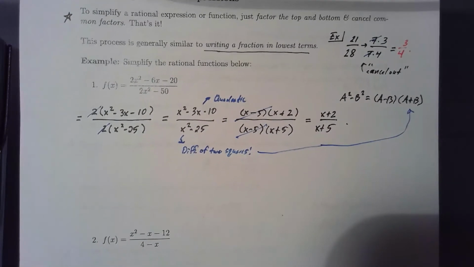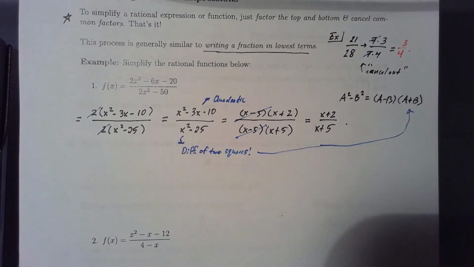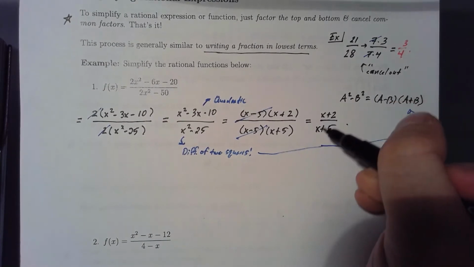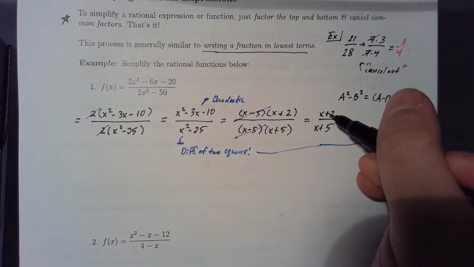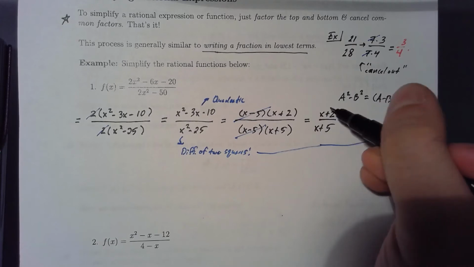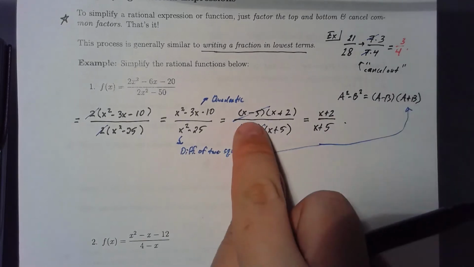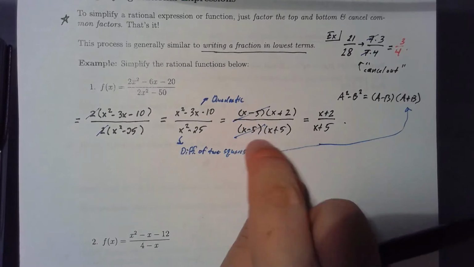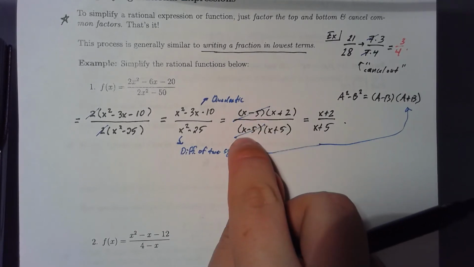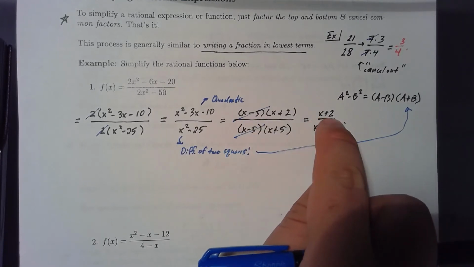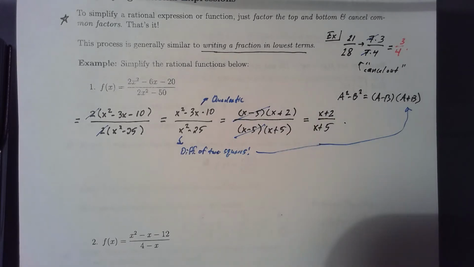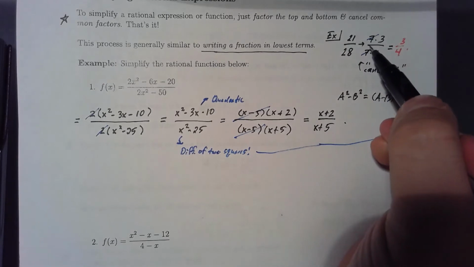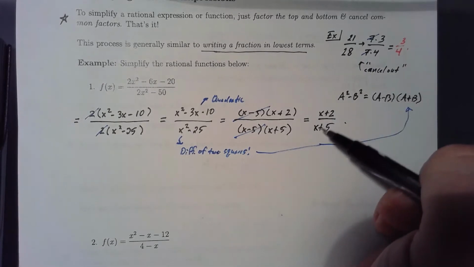Now, you cannot cancel out these x's. You can't do that, because this is addition in both cases. You're adding 2, you're adding 5. You cannot cancel out sums. You can only cancel out factors. This is multiplication. This is being multiplied by this. This is being multiplied by this. This is being added to 2. This is being added to 5. You can't cancel that out. You cancel out products of factors. You don't cancel out sums of terms.